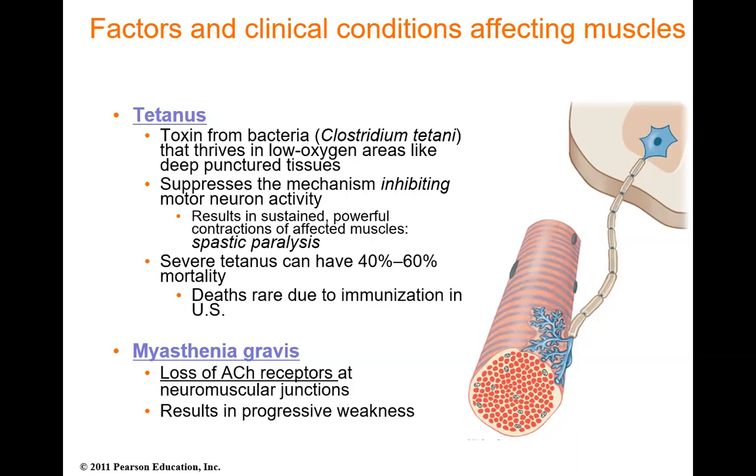All right, next, myasthenia gravis. This is a loss of acetylcholine receptors at the neuromuscular junctions. So essentially, your motor neurons can be releasing as much acetylcholine as they physically can, but if there aren't receptors on your motor end plates, your muscles aren't going to receive that message. And so you get weaker and weaker because that signal gets weaker and weaker.